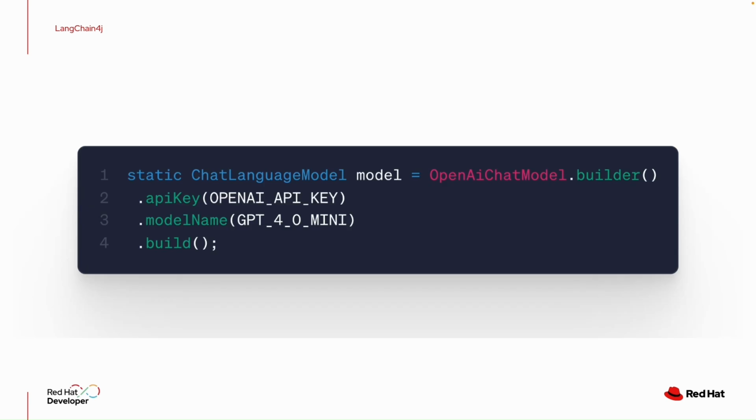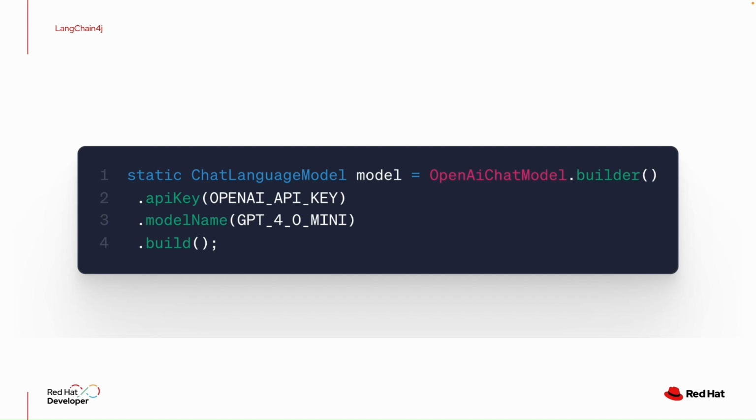Just as a reminder, you can create a chat language model with LangChain4j super easily. In this case, it's OpenAI. You do OpenAiChatModel.builder, you pass the OpenAI API key and the model name, and you've got the model.